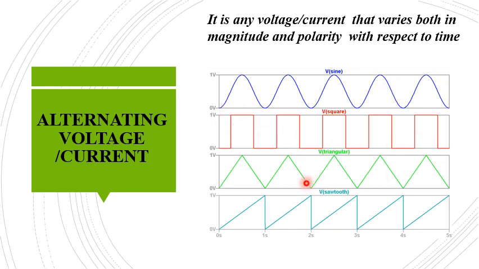So this is not an alternating quantity or an alternating voltage. Instead, we can call this a varying DC because the direction is not changing. In the case of an alternating quantity, the direction must change. That is, the polarity must change.